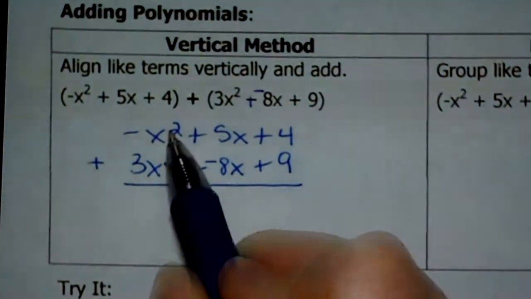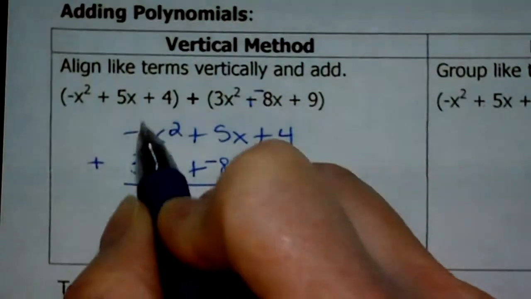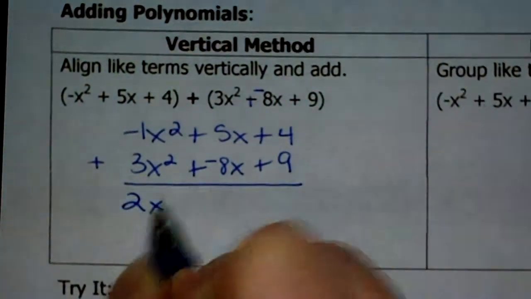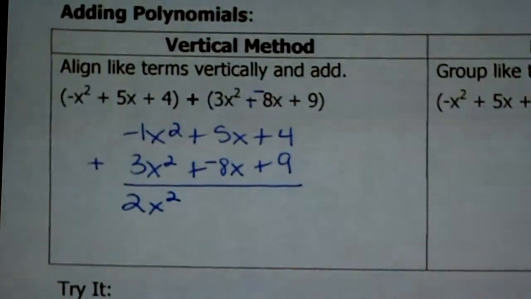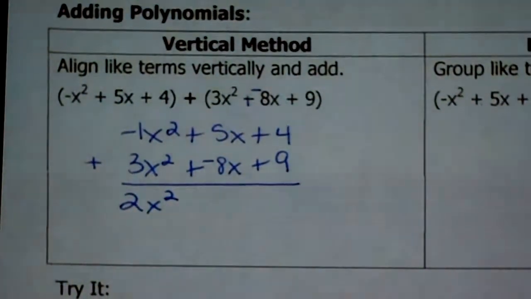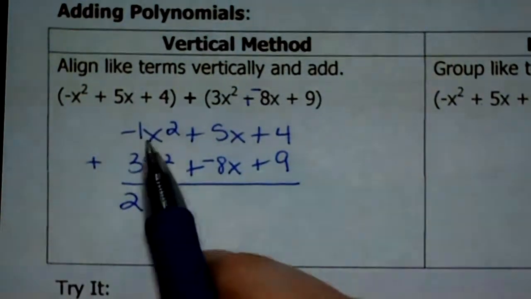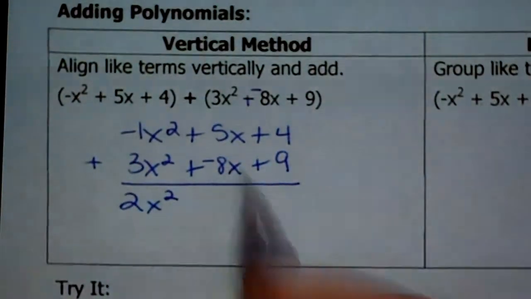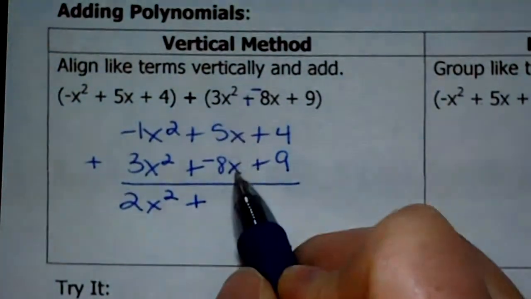So negative x squared plus 3x squared, remember that means it's really negative 1x squared. That makes this 2x squared. Remember, we're just adding the coefficients. We do not add any of the exponents up. We add exponents when we're multiplying bases, right? Right now we leave it alone. We're saying we have negative 1 x squared and 3 x squareds. How many x squareds do we have? Don't change its name. All right, I have 5x and negative 8x.